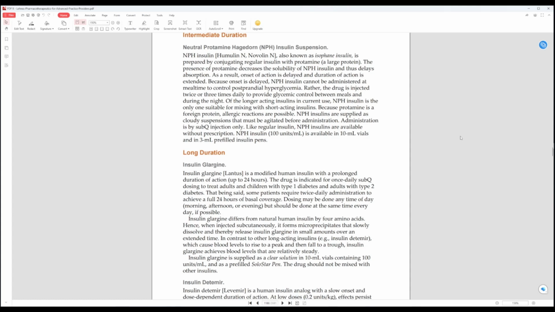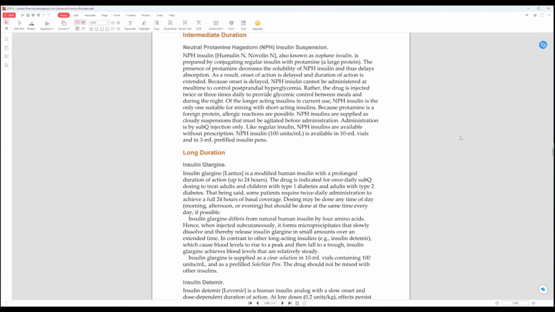Because onset is delayed, NPH insulin cannot be administered at mealtimes to control postprandial hyperglycemia. Rather, the drug is injected twice or 3 times daily to provide glycemic control between meals and during the night. Of the longer-acting insulins in current use, NPH insulin is the only one suitable for mixing with a short-acting insulin.